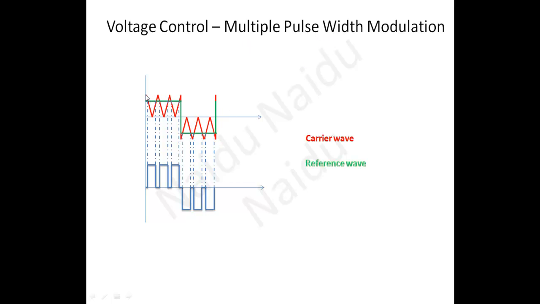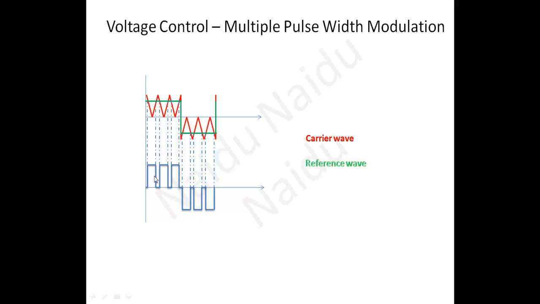Here we will take the same carrier waveform, the same square waveform, but to get more pulses per half cycle. Same technique: whenever the reference wave is more than the carrier wave, we will get the pulse width like this. But instead of getting only one, we will get more pulses here. In this case, 3 pulses are there, which means the width of each pulse will be the same.